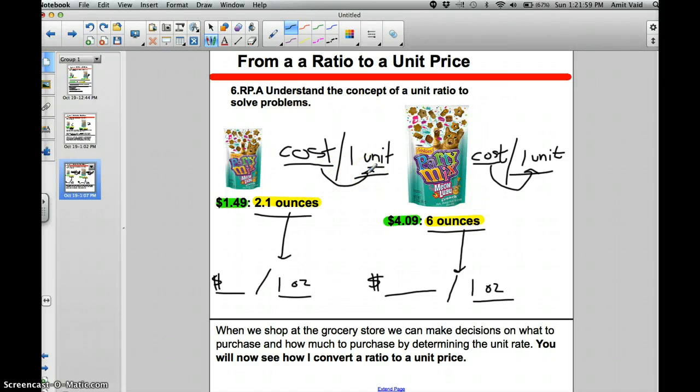I'll repeat it again. It's probably the most important thing I'll say in this video lesson. The reason we convert the amount of the unit to 1 and not the dollars is because we're trying to find out the cost per 1 unit. And now I'll show you how I do this. The original ratio was $1.49 to 2.1 ounces, or I pay $1.49 and I get 2.1 ounces. I've converted my 2.1 ounces to 1. How? I divide this by 2.1.